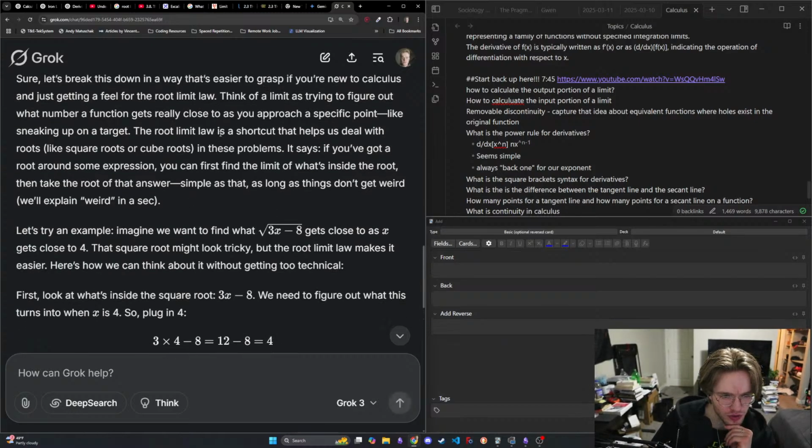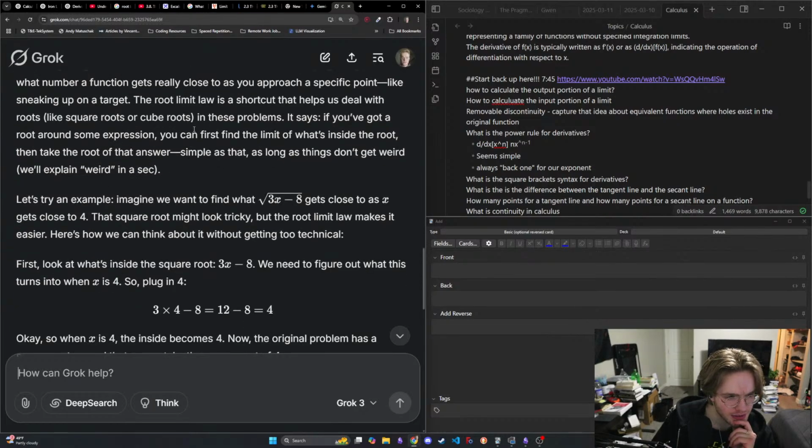Okay, yep, the root limit law is a shortcut that helps us deal with things like roots, square roots, or cube roots in these problems. If you've got a root in some expression, you can find the limit of what's inside the root and then take the root of the answer. Oh, okay. That's totally simple. Okay. So, as long as things don't get weird. Okay, so it looks like they are fairly plain.